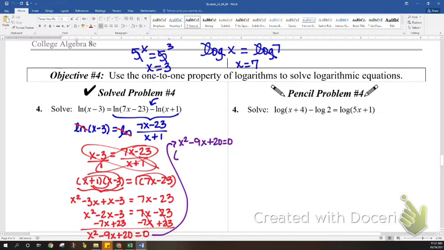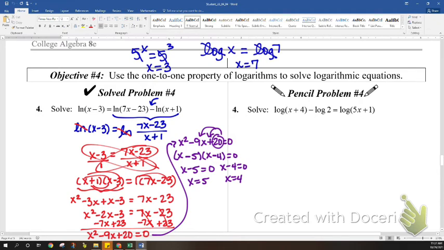And so I'm going to factor this. So x and x. Two numbers that multiply to 20 that add to 9, 5 and 4. I need a negative 9, so they're both going to be negative. All right, set them each equal to 0 and solve. So add the 5, add the 4. But remember, you have to check your answers still.